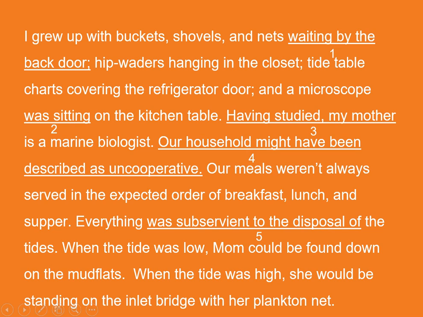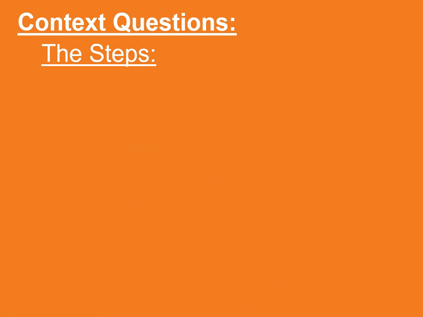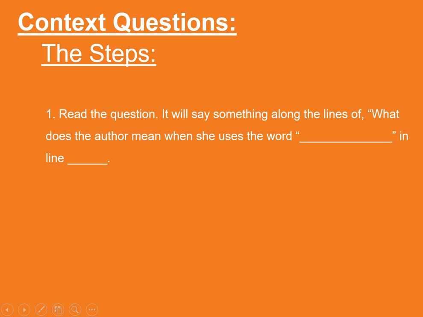So, we look at number 4. Our household might have been described as uncooperative. This here might not be a grammar and editing question. It might be a context question. So for context questions, our steps are: read the question. It'll probably say something along the lines of, what does the author mean when she uses the word blank in line blank?